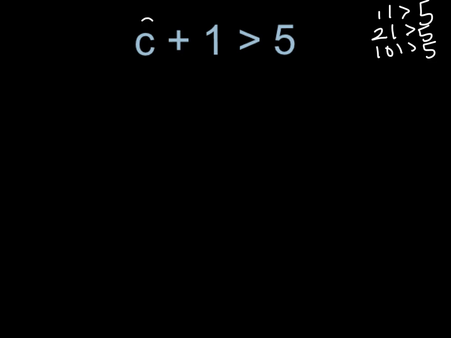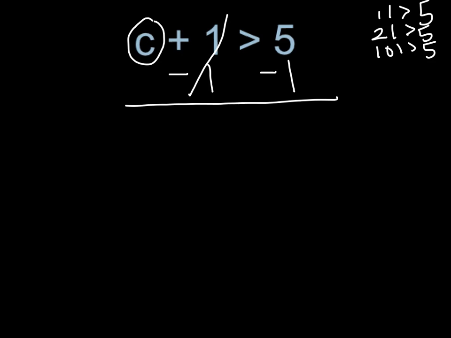The goal is to isolate your variable C. So do the inverse operation to get rid of the adding 1 or the plus 1 or a positive 1. So to cancel that out, you would need to subtract 1. But whatever you do to one side, you have to do to the other. I'm going to draw a line just like we did with equations. This cancels out. However, this isn't an equal sign. It's not an equation. It's an inequality.